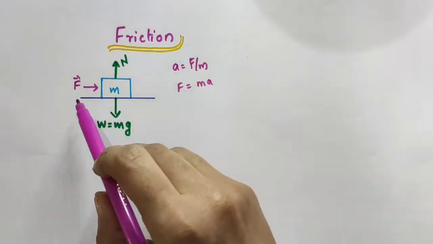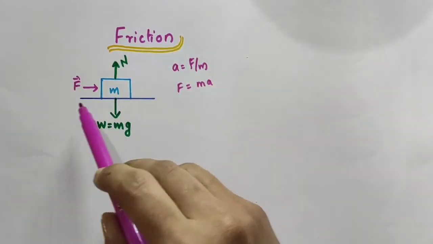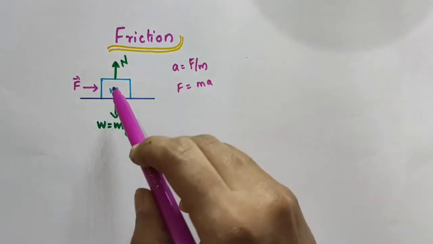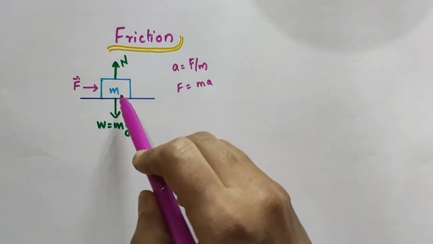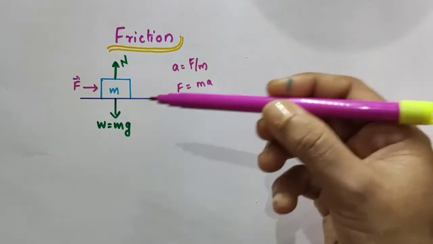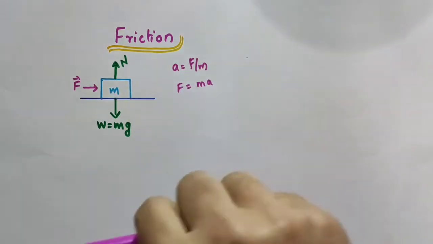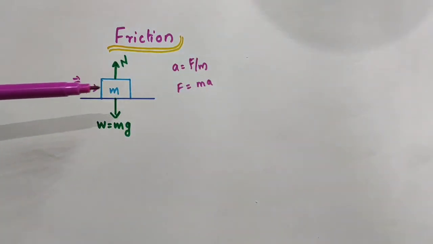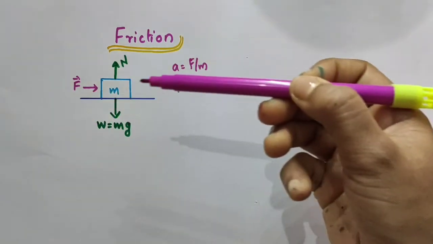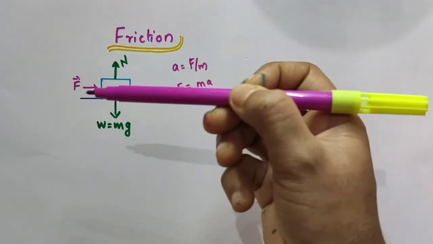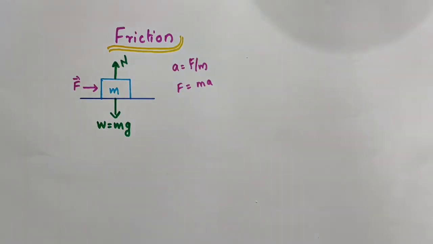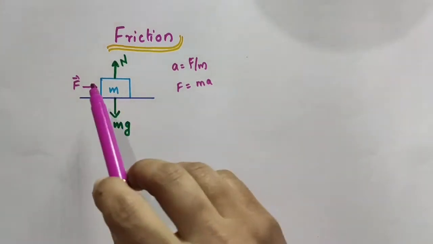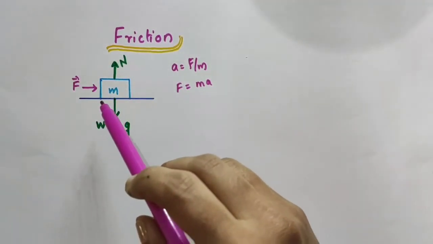Here the external force acting on the body is F in the horizontal direction, but the body remains at rest. That means some other force comes into play in the horizontal direction and opposes the applied force. That force must act in the opposite direction with the same magnitude as the external force, so that the two forces cancel each other and the body remains at rest.